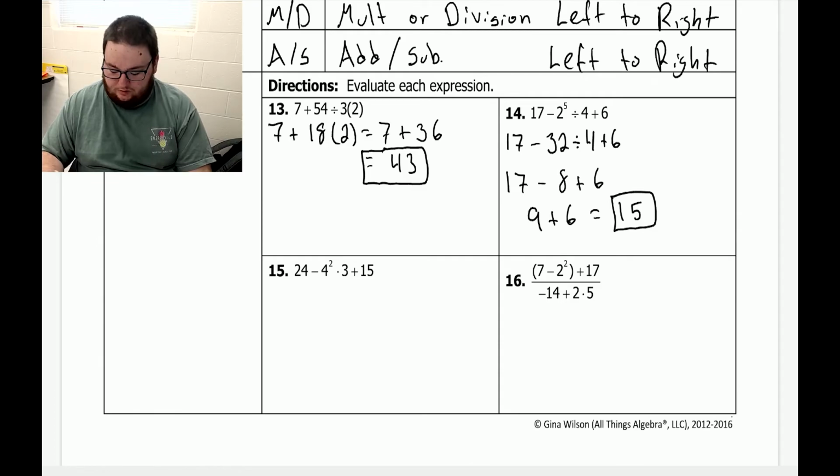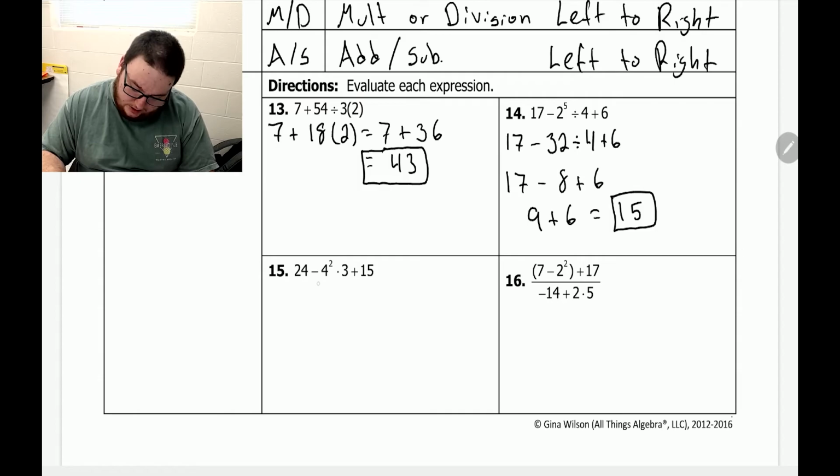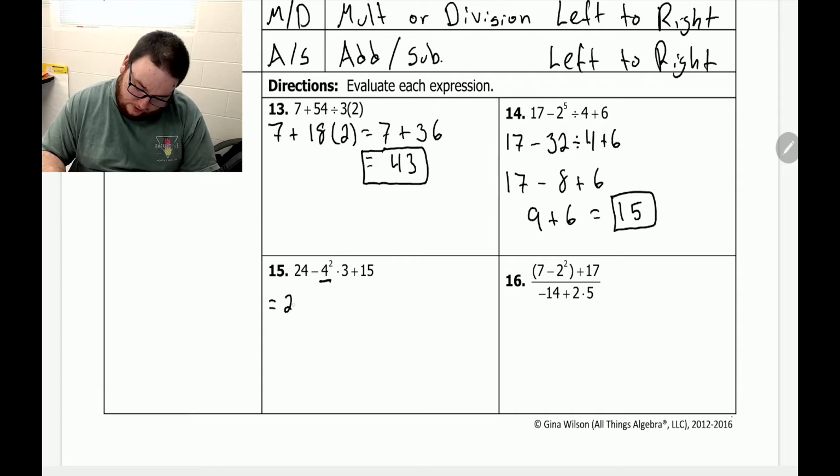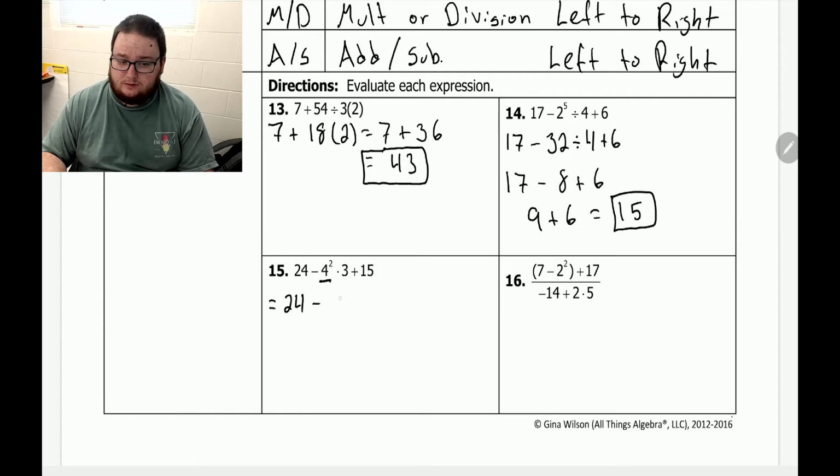Number 15, we have 24 minus 4 squared times 3 plus 15. So again, using order of operations, we look for any parentheses. We don't have any parentheses, so we're going to move on to exponents. I do see an exponent here, and it's 4 squared, so that's the first thing we have to change. So we have 24 minus, 4 squared just means 4 times 4, which is 16, times 3 plus 15.